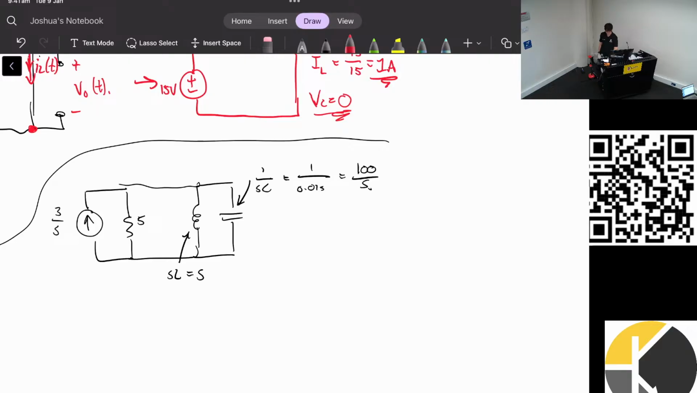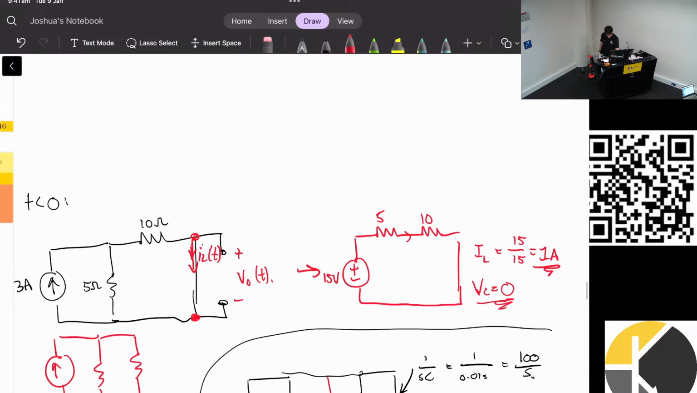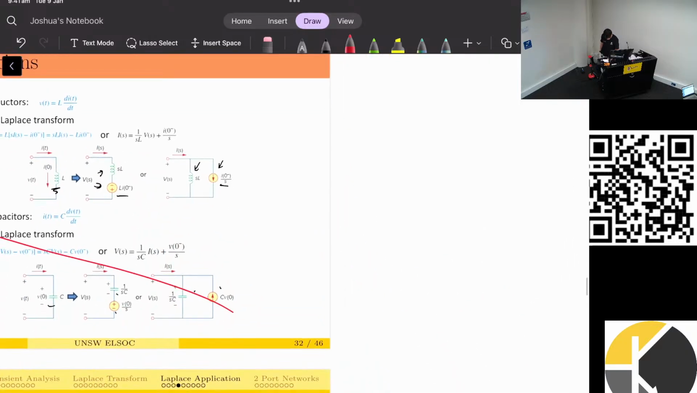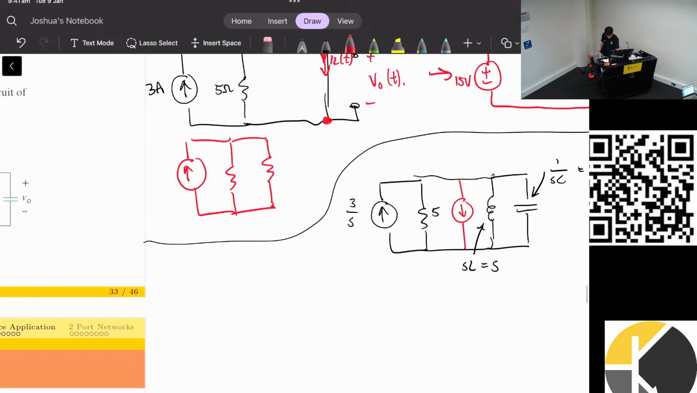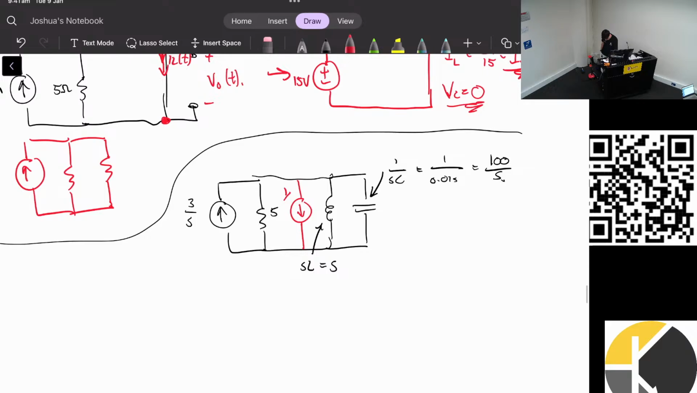Probably a current source. Yeah, current source in parallel, because then everything will be in parallel. So we'll have something like this, and the value of this current source is the initial condition over S. The initial current is 1, so this is just going to be 1 over S. Alright, and that's it. And then we can just do simple circuit analysis.